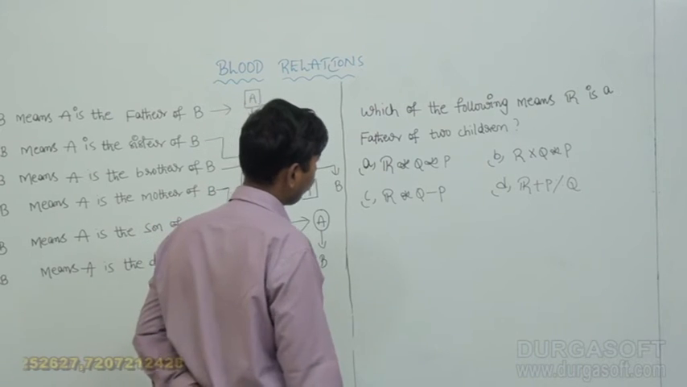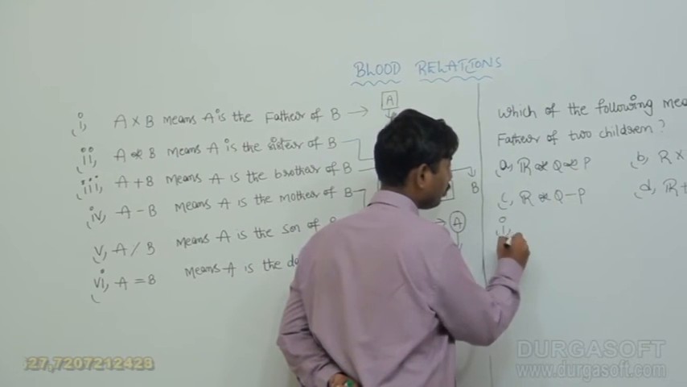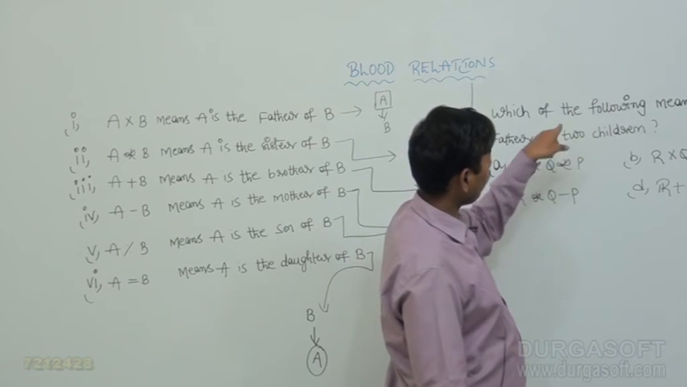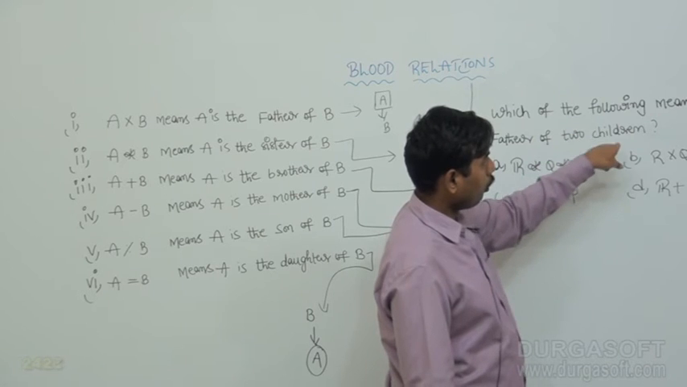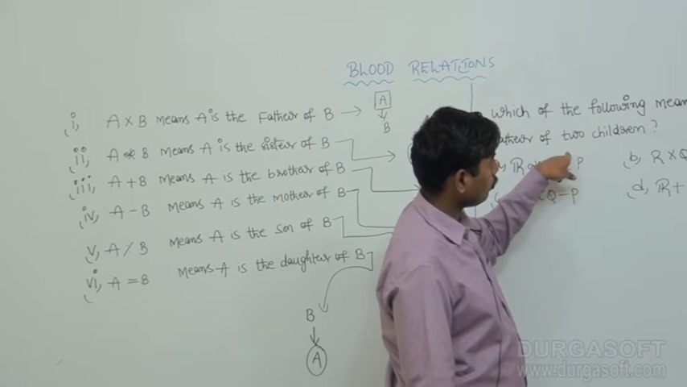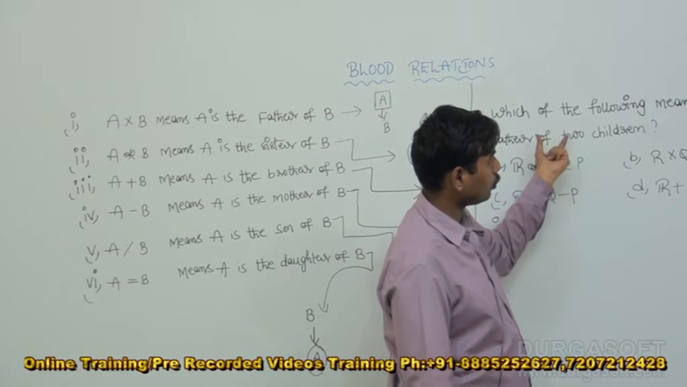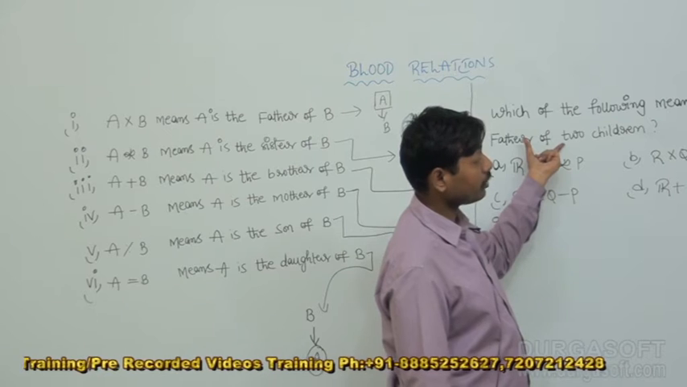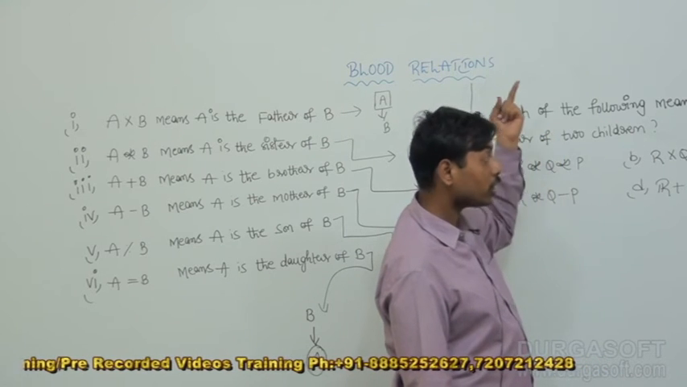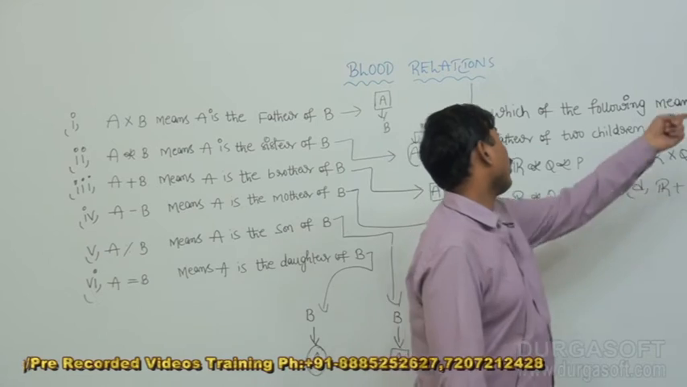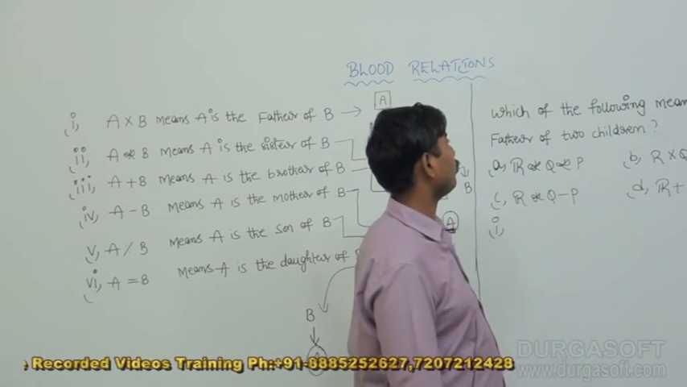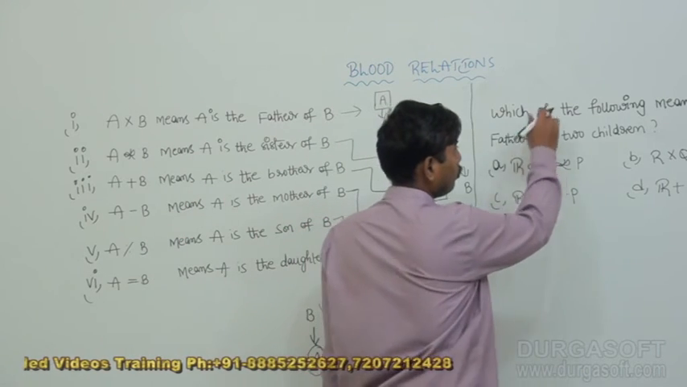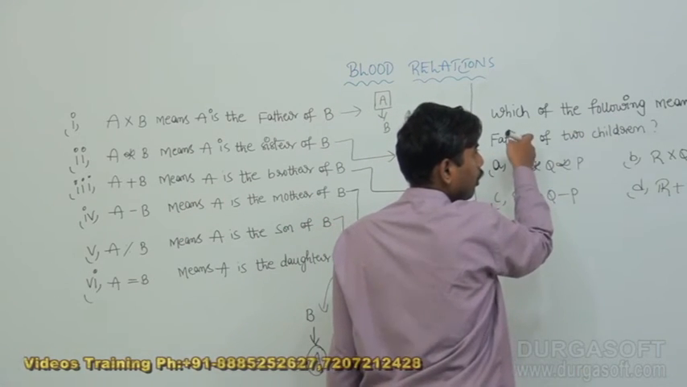When I talk about option number 1 here, let us put attention on the question again. Which of the following means R is a father of two children? We are talking about these two children. These two children are in the next generation, even though we don't have clarity regarding the gender of the two children. Let it be. R is the father, which means definitely R should be in the previous generation, and R's gender is male only.